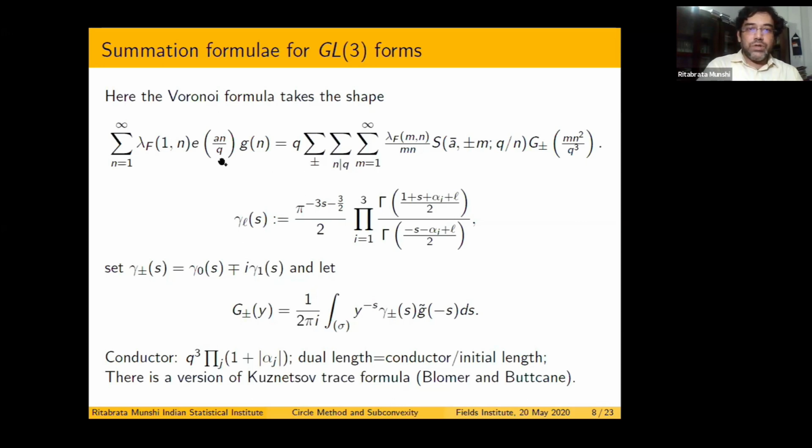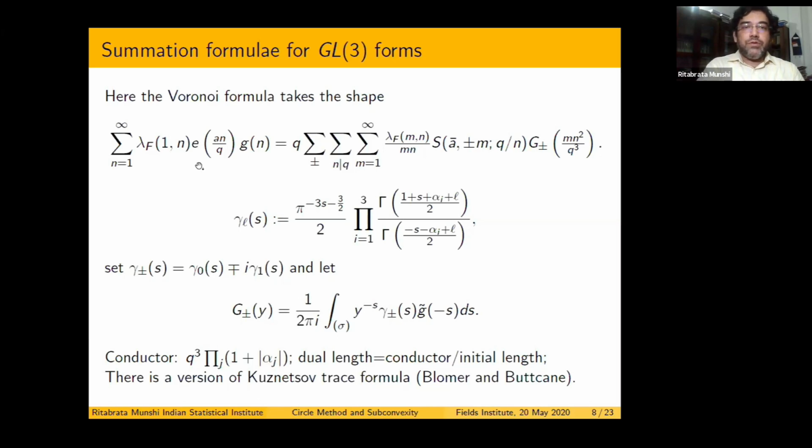One is this Q, the denominator of the rational fraction over here. And the other is the spectral parameter. The larger the spectral parameter, the more complicated the form. And since it's a GL3, the Q over here gets cubed. So it's Q cubed times the product of the spectral parameters. This is the conductor of this sum.